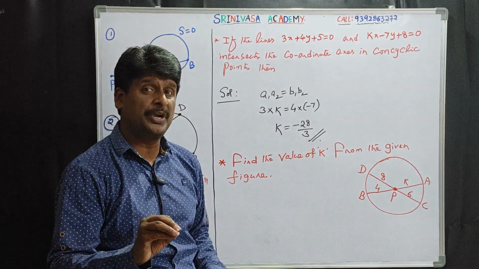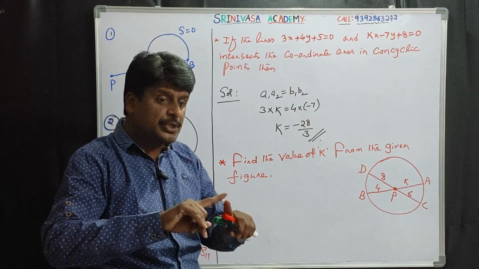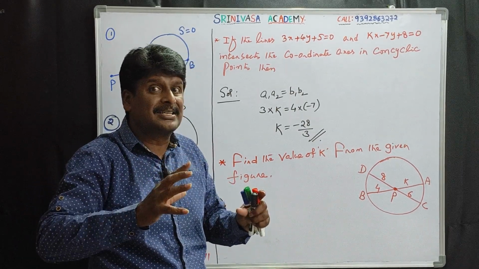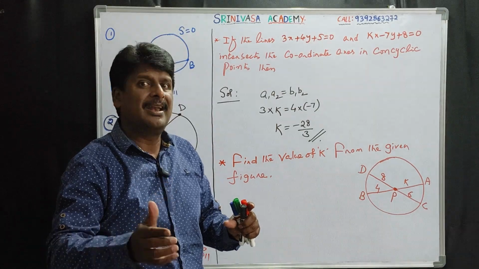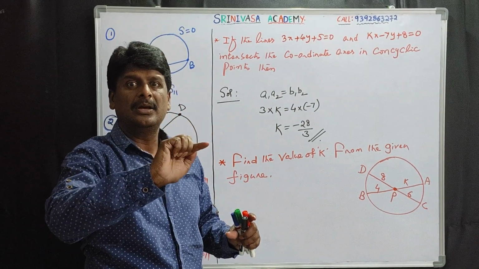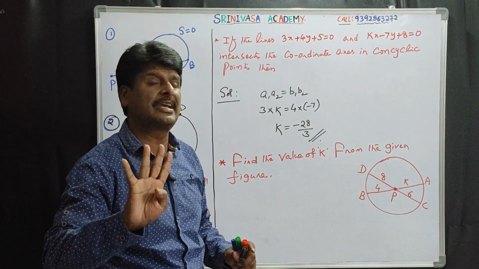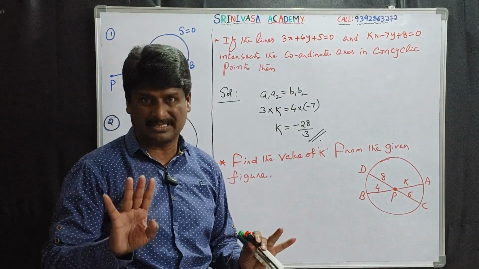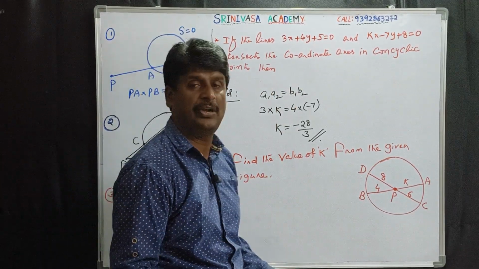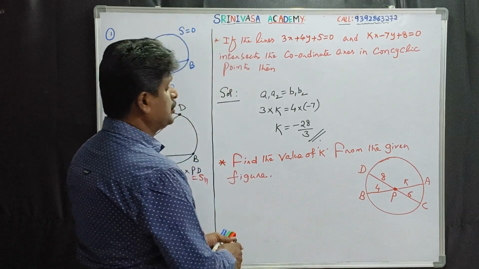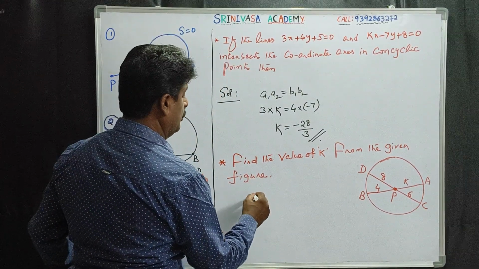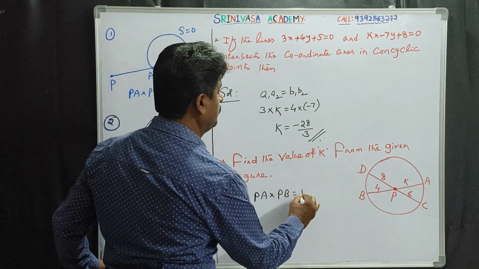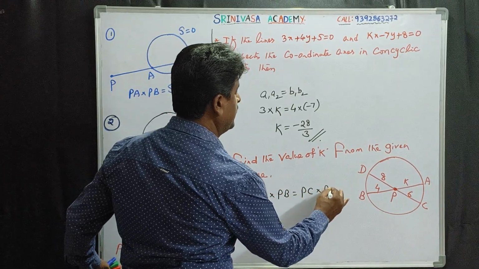P is an interior point. From the point P, two chords are drawn. Those chords' end points lie on the same circle, which means the 4 points are concyclic. Capital A, capital B, capital C, capital D are concyclic. Then what is the value of K? In order to find the K value, we can use PA into PB is equal to PC into PD.